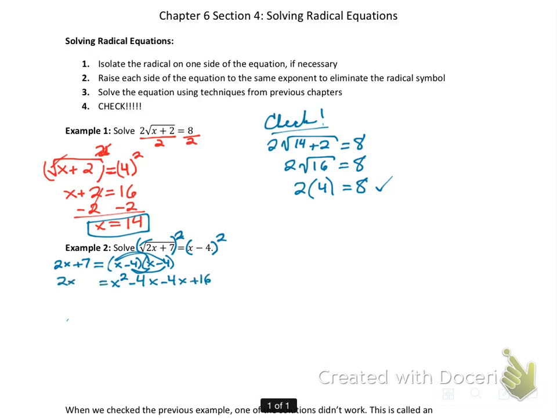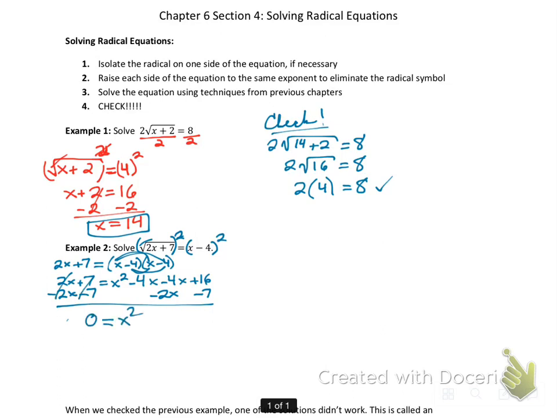Well, at this point, we have a quadratic equation. So just like when we were solving before, we need to make one side equal 0 and then use the quadratic formula. You can also factor. I'm going to use the quadratic formula because that's what my classes seem to like. So we have to move the 2x over by subtracting and move the 7 over by subtracting. We get the negative 2x here and the negative 7 there. And now we're going to combine like terms.